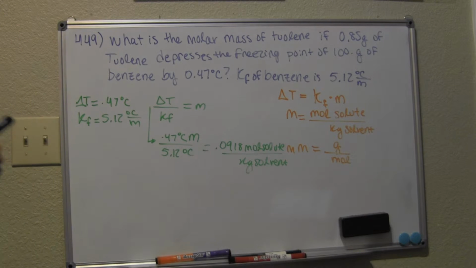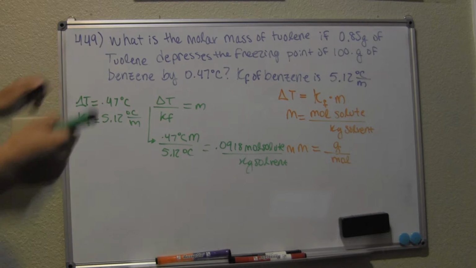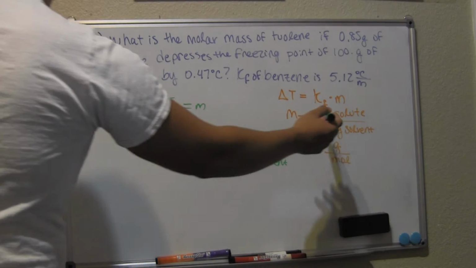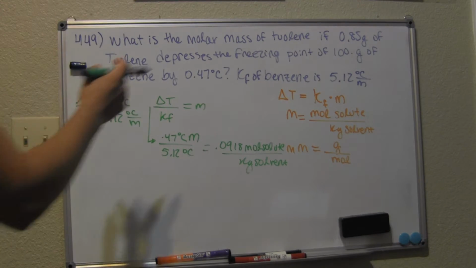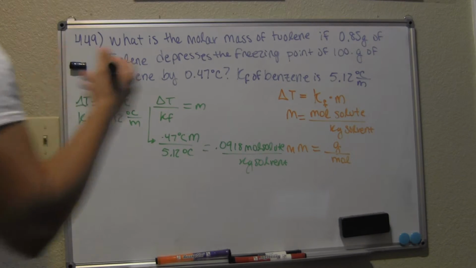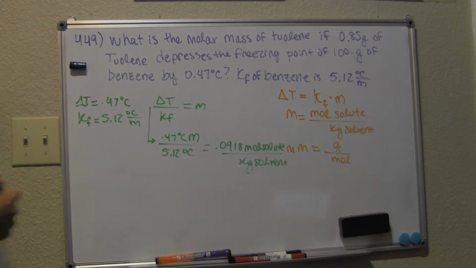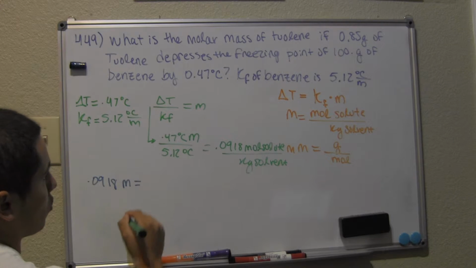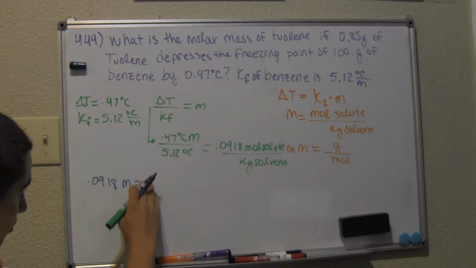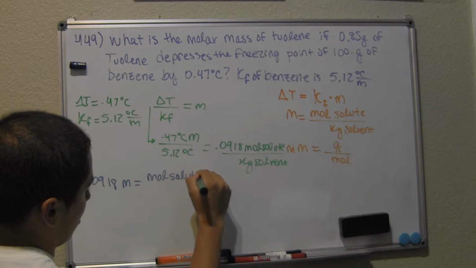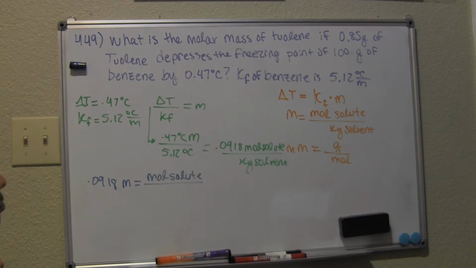So the next part of our problem is, now that we have molality, we have to identify how many moles of solute we have, because it gives us a mass of solvent, which is 100 grams. We have to find moles in order to find the molar mass. So let's use the molality equation. 0.0918 molal is equal to moles of solute divided by kilograms of solvent.